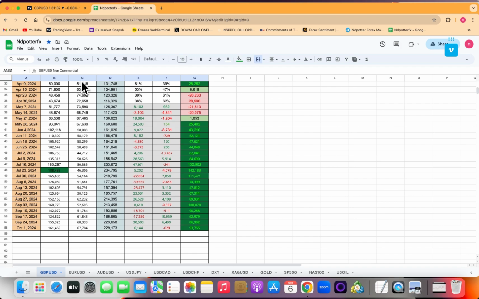Because if the institutions want to sell, they have to offload their buys to someone before they will be able to sell. So they are in the process of offloading those long positions to the retail traders and taking over the shorts that the retail traders have been holding before dropping price.